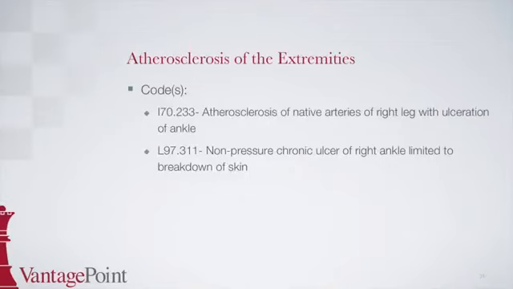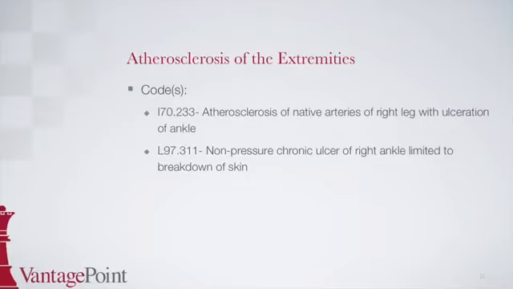The first code is I70.233, atherosclerosis of native arteries of right leg with ulceration of ankle. If you remember from the CAD example, with artery disease, it is easier to start off at arteriosclerosis. However, if you looked up atherosclerosis, which is what's documented, in the alphabetic index, there is a note which states, see also arteriosclerosis, which is necessary because there are no options for the extremities.